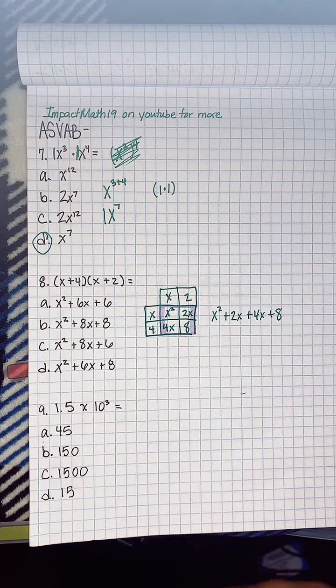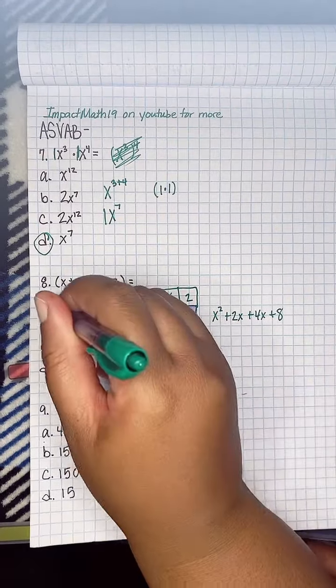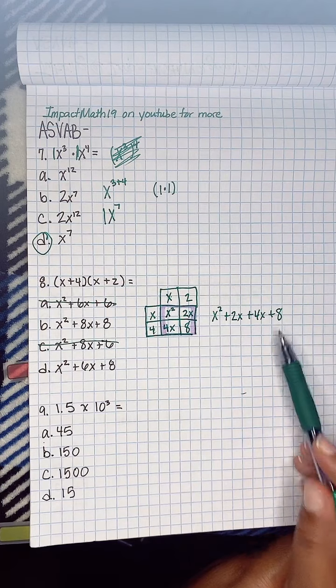Okay. So by knowing that this is going to be 8, I know I can eliminate A and C right off the top, because my last term is 8.